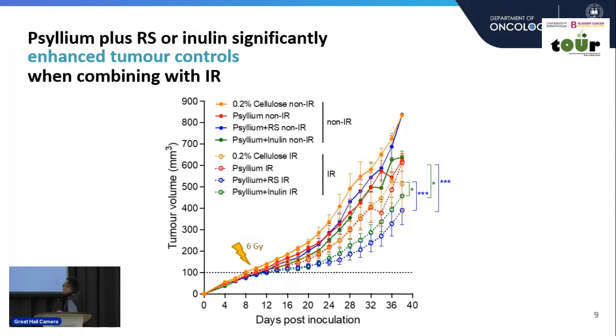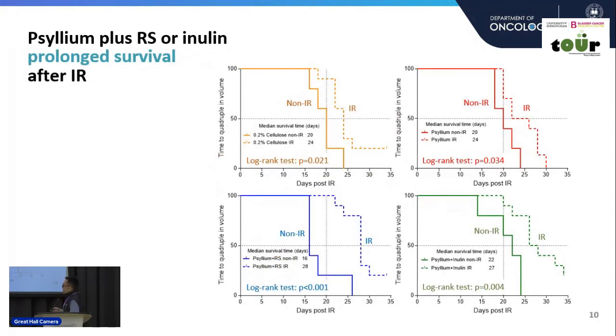So I further used the time for the tumor to quadruple in volume as an endpoint for this survival analysis. I can see that in each dietary group, 0.2% cellulose, psyllium plus resistant starch, and psyllium plus inulin, ionizing radiation can improve the survival, especially in psyllium plus resistant starch and also psyllium plus inulin.